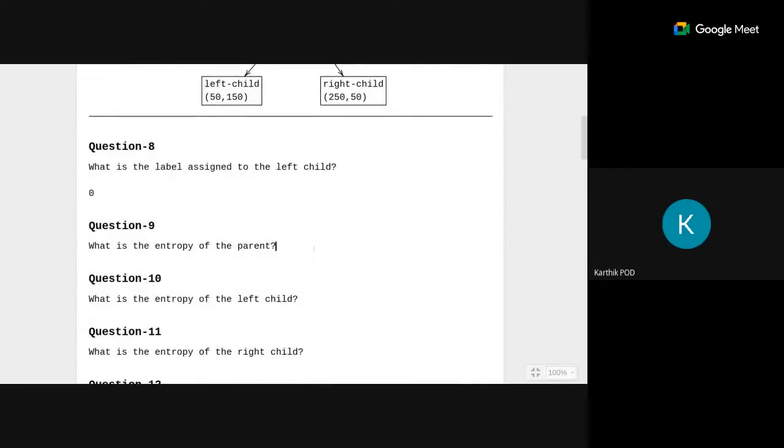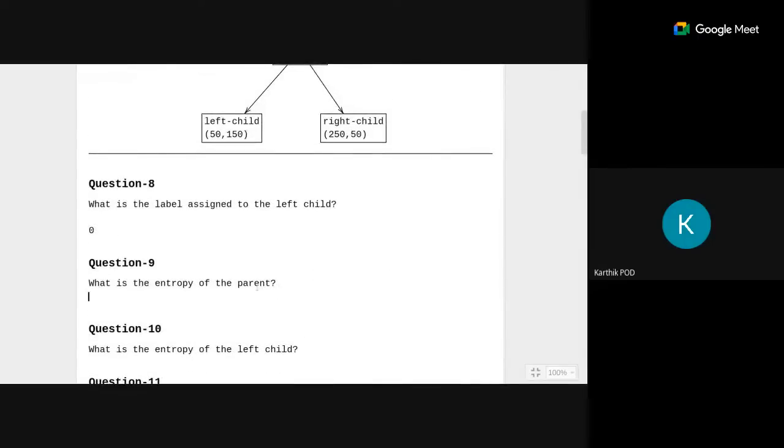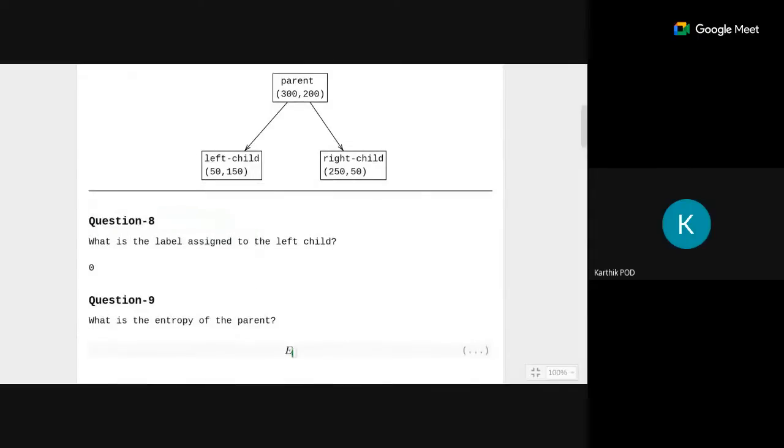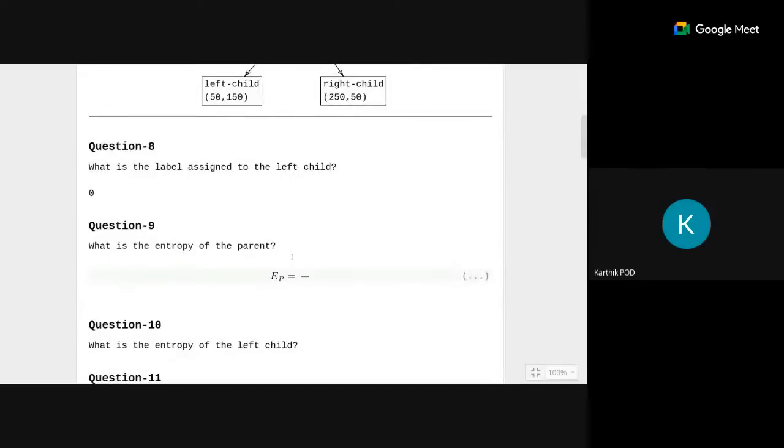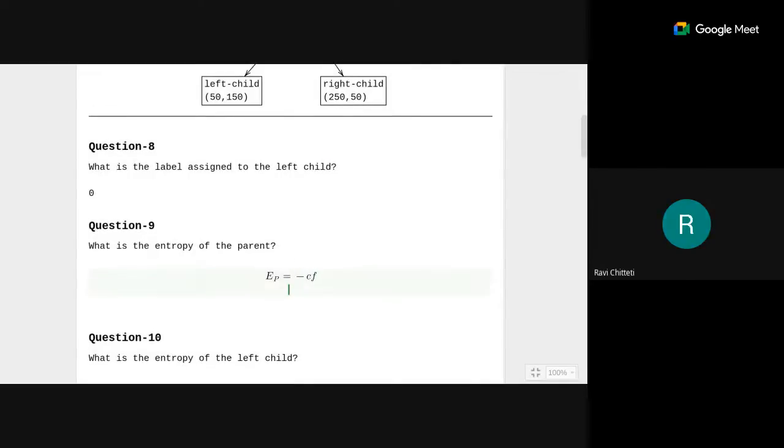What is the entropy of the parent? So we have to compute EP, the entropy of the parent. Now, what is the proportion of points that belong to class one? 3/5. So entropy will be -3/5 log base 2 of 3/5, -2/5 log base 2 of 2/5, right?